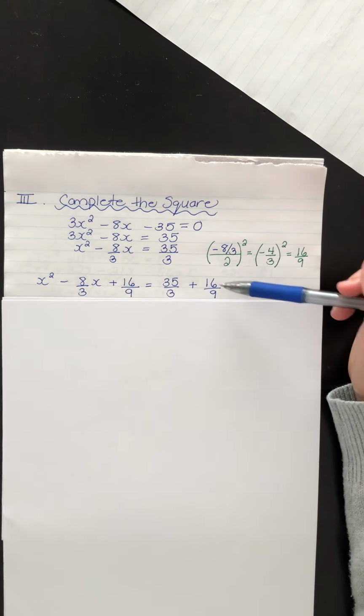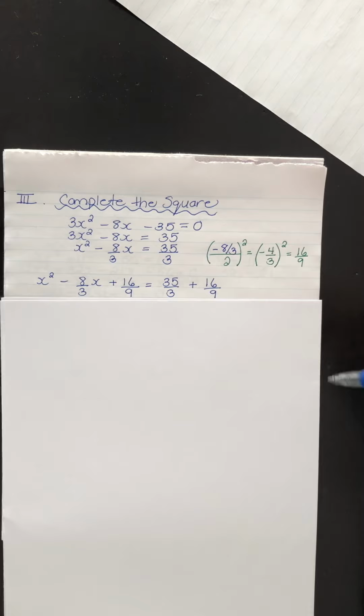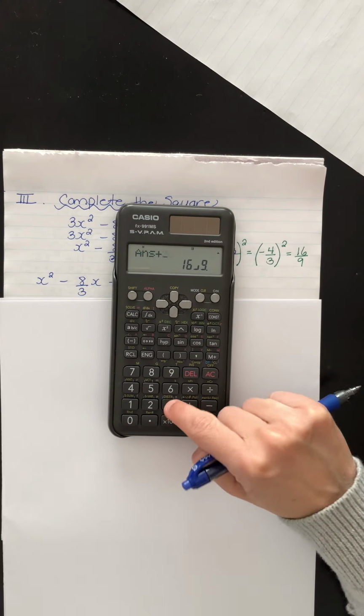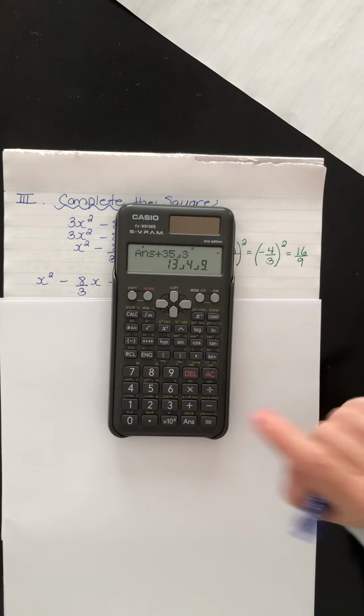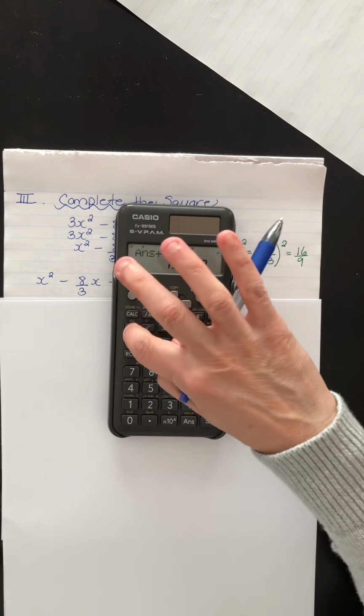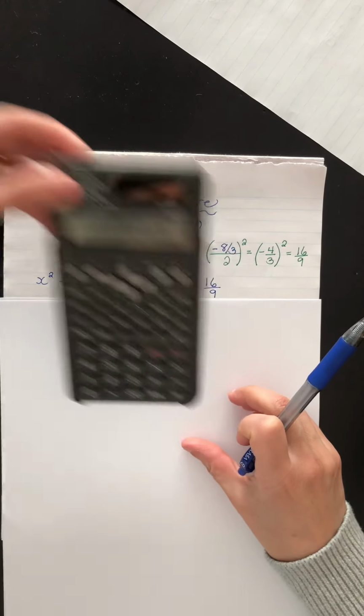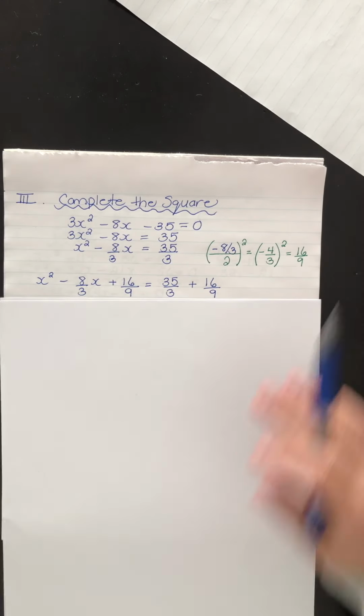So on the right side, we take 16/9 now and add 35/3. So again, you can do it here if you like, plus 35/3. Okay, mixed, improper. 121/9 will be our right side.